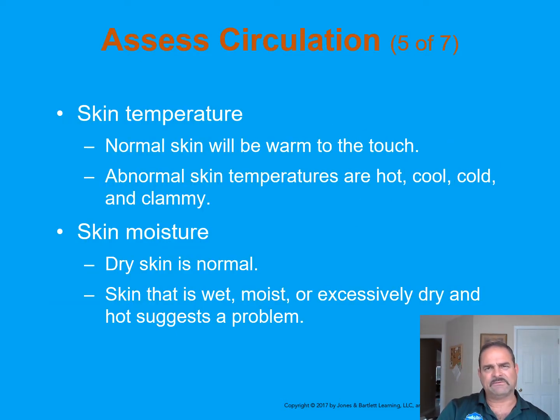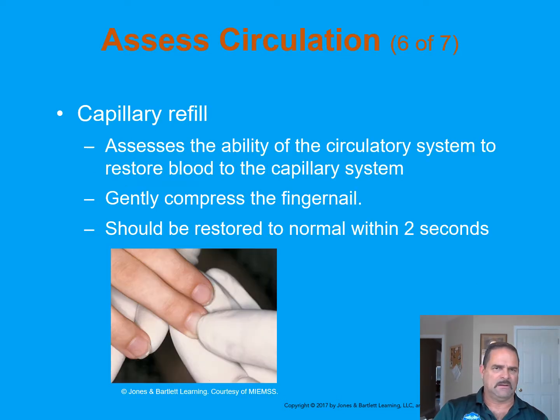Skin temperature. Normal skin would be warm to the touch. Abnormal skin would be hot, cool, or cold, or clammy. Skin moisture. Dry skin is normal. Skin that is wet, moist, or excessively dry or hot suggests that there's a problem. Capillary refill, we talked about that, okay? It's definitely there. It should be restored within 2 seconds. We'll practice that in the skill drill.